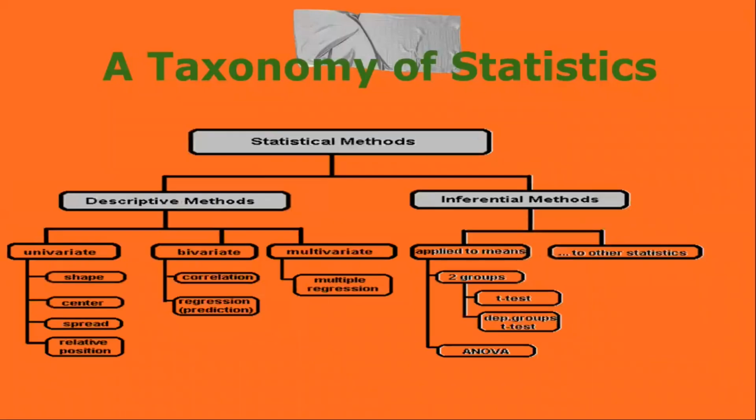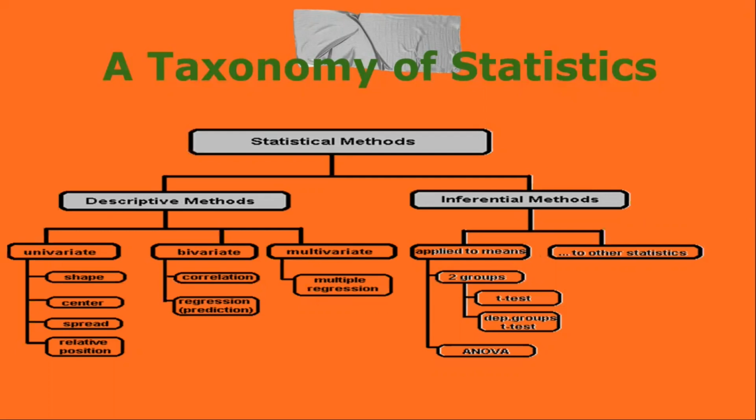Statistics has two main branches, descriptive and inferential. In descriptive methods, we have univariate, bivariate, and multivariate statistics. As far as univariate statistics is concerned, what can be done is shape, center, spread, and relative position.